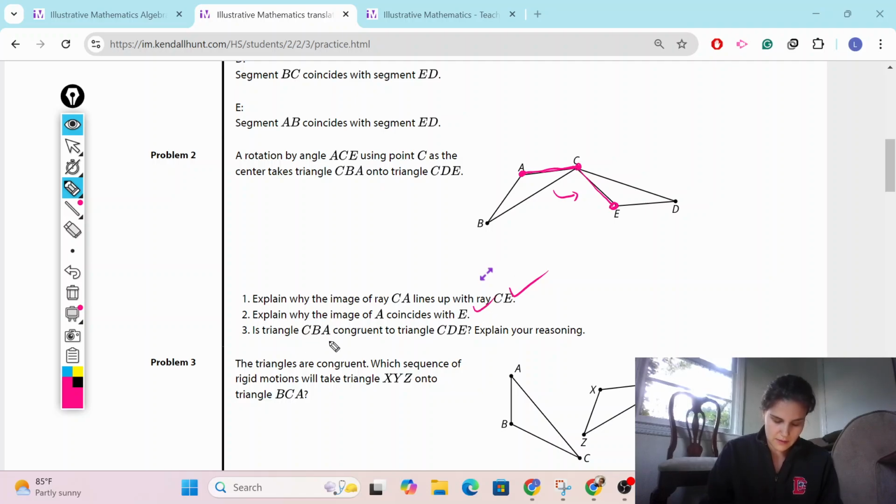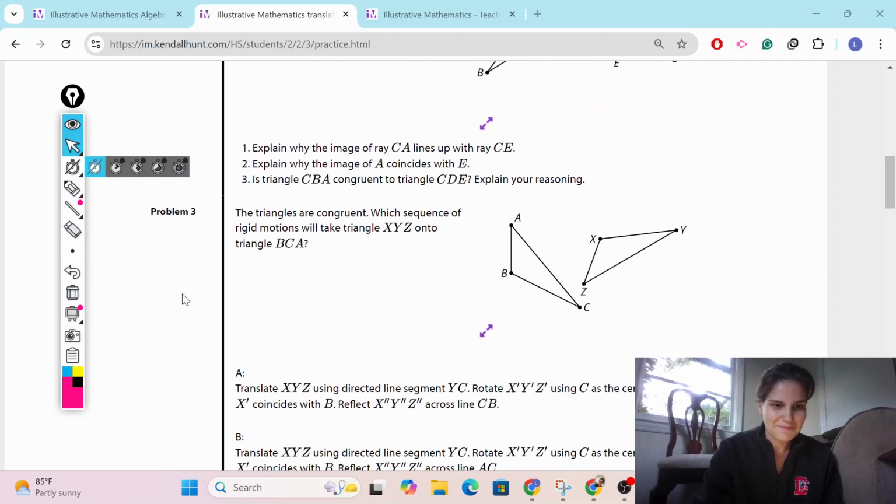And finally, is triangle CBA congruent to triangle CDE? Well, they used a rotation. A rotation is one of our 3 rigid motions, which are rotation, reflection, and translation. And if it's a rigid motion, that means it's congruent. We're done. Let's go on to the next question.